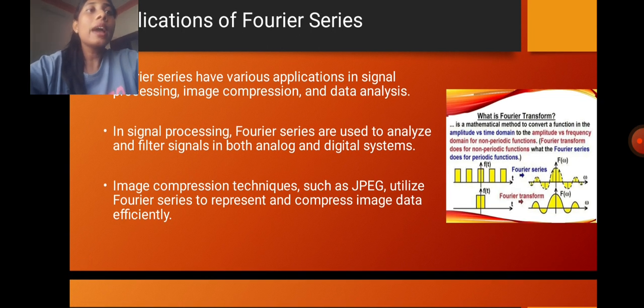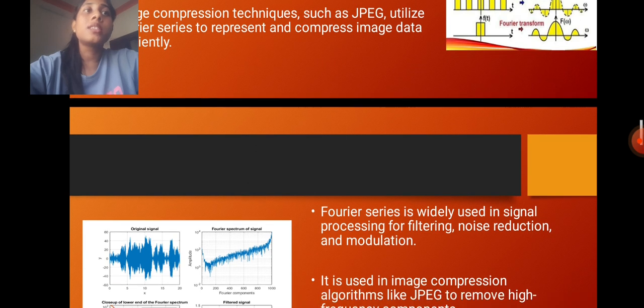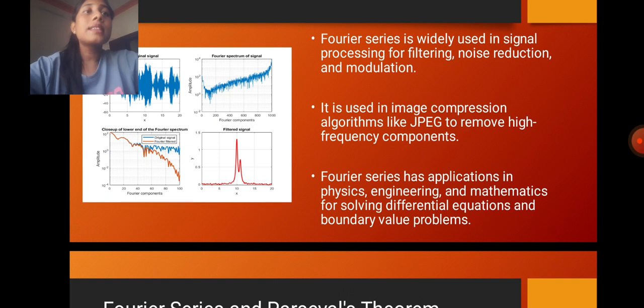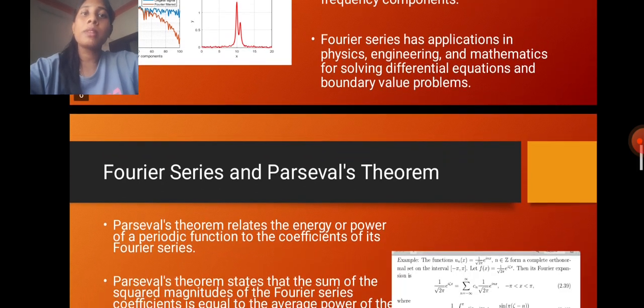In the first two diagrams, as shown, the arrow mark represents the Fourier series waveforms. Below, it is the Fourier transform waveforms, showing how they are formed. The Fourier series is widely used in signal processing for filtering, noise reduction, and modulation. It is used in image compression algorithms like JPEG to remove high frequency components. It also has applications in physics, engineering, and mathematics for solving different equations and boundary value problems.